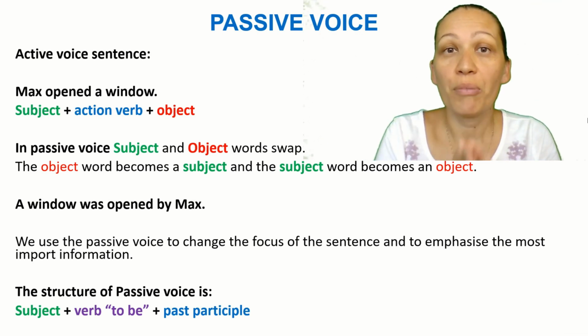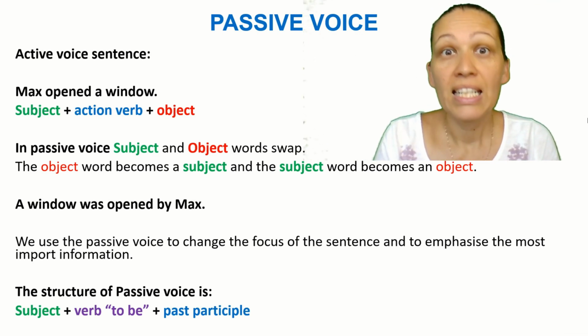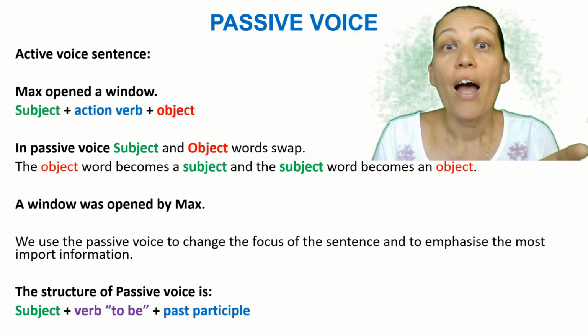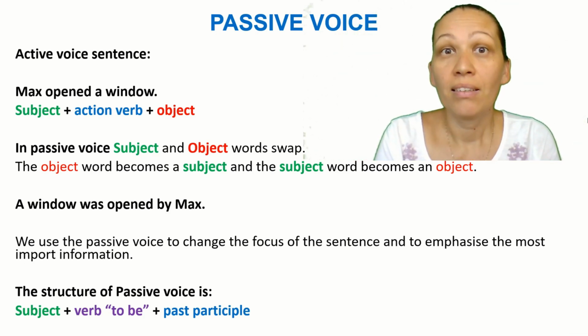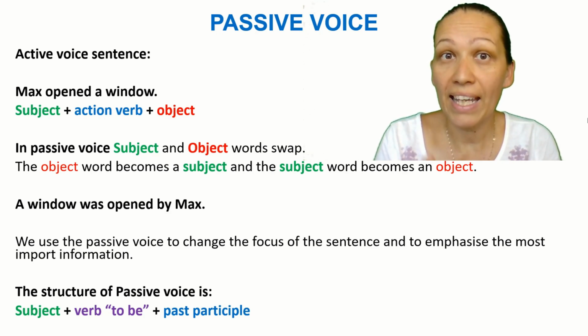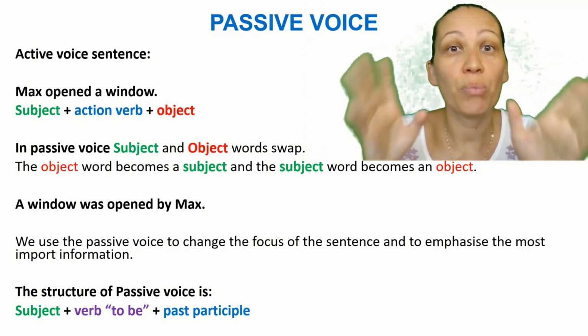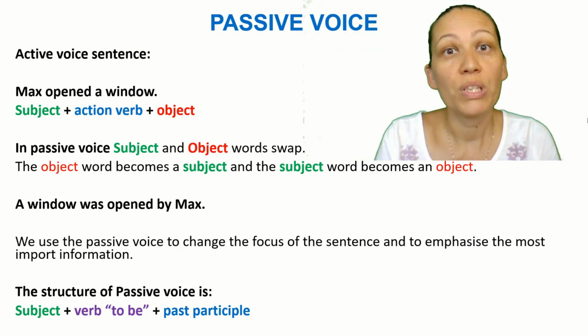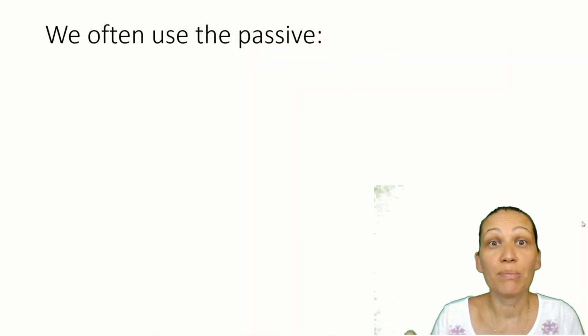So the structure of the passive voice sentence will be subject, a verb to be in a tense we will need for the situation, and then past participle. If you don't remember or you're not sure about past participle, at the end of this video, I will leave you a table of verbs with past participle. Let's see other cases when we use passive voice.